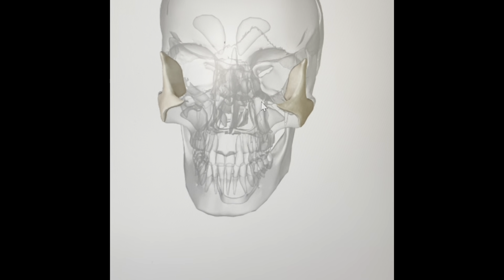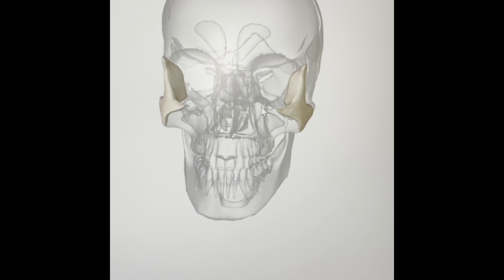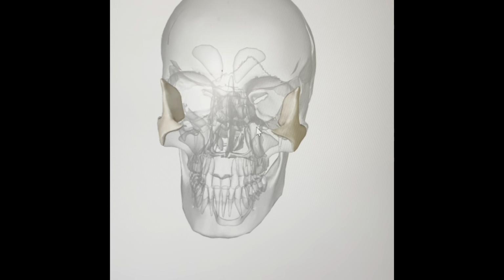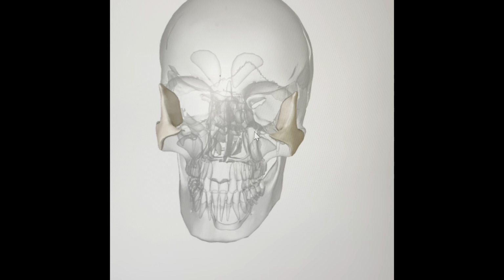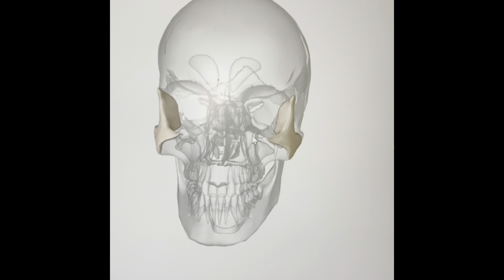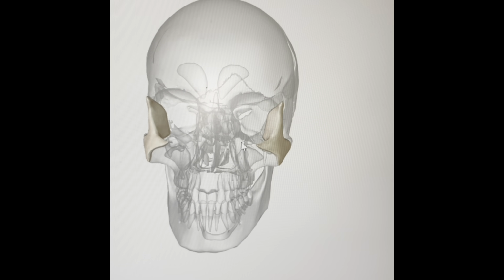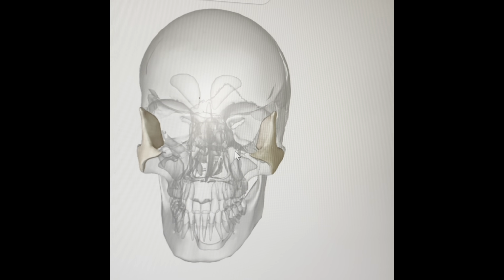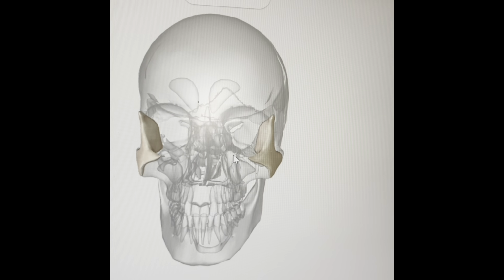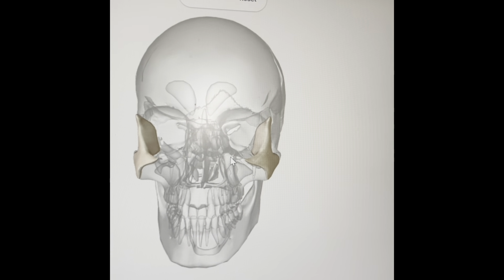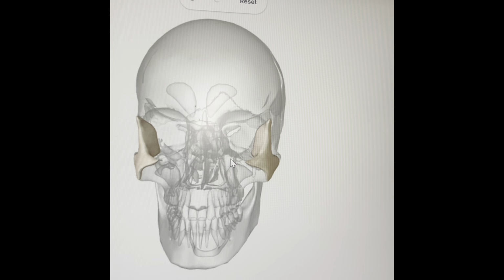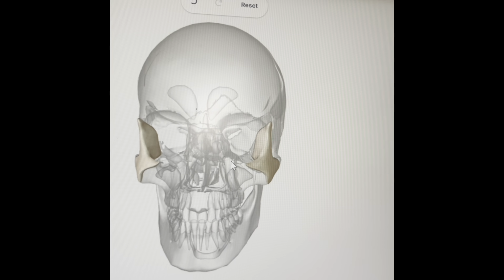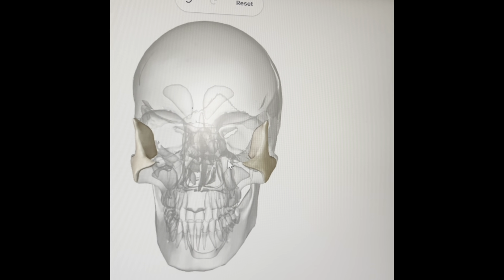The zygomatic bone, also known as the cheekbone or malar bone, is a paired facial bone situated in the upper lateral part of the face, forming the prominence of the cheek. The zygomatic bone also takes part in forming the floor of the orbit, as well as the temporal fossa and the infratemporal fossa. The zygomatic bone articulates with 4 bones: the maxilla, the temporal bone, the sphenoid, and the frontal bone.